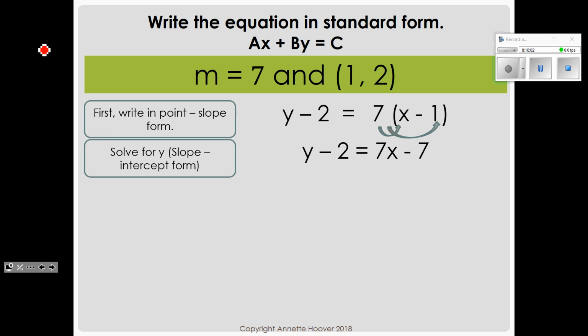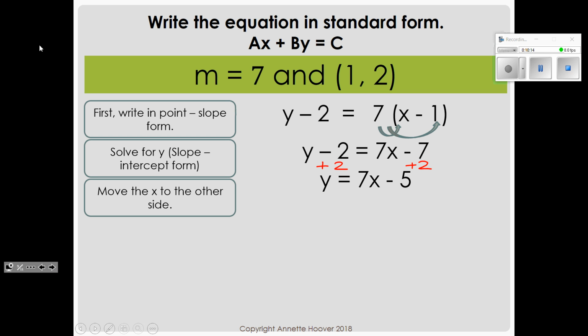To get y by itself, we have to move the 2 to the other side of the equation using our inverse operations. When we do that, we get y equals 7x minus 5. Now, again, to move it into standard form, the x term is the only term that we have to move. We want it in the front of the other side. When we move it to the other side, we use our inverse operations, which changes the sign from a positive 7x to a negative 7x. Everything else stays the same.